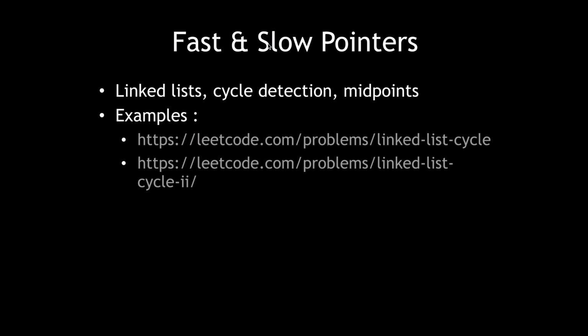The third pattern is called fast and slow pointers. It's typically used in linked lists, especially to detect cycles or finding midpoints. Typically here a fast pointer would move really fast while another one would be approaching from behind slowly, and then both pointers would meet at a point where a cycle would be detected or a midpoint would need to be found. So it is used for problems like linked list cycle. That's one example. The second one would be linked list cycle 2.